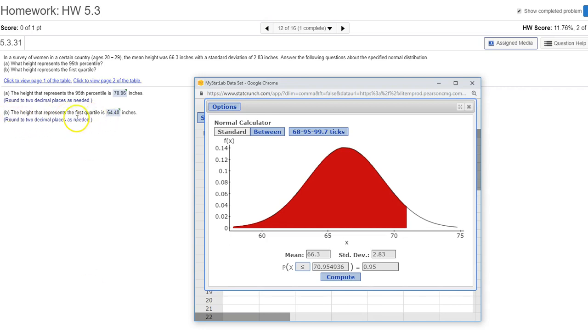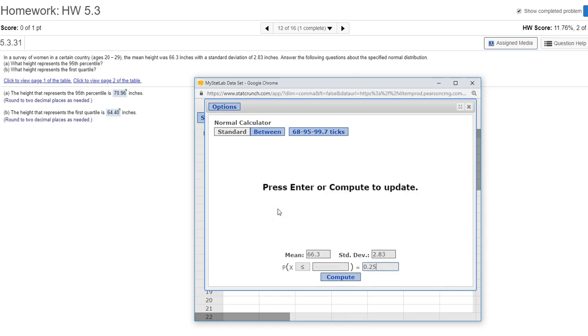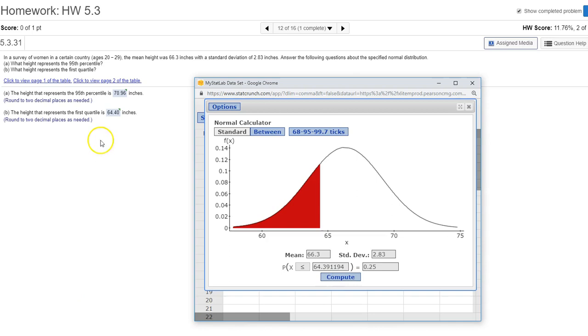The height that represents the first quartile. The first quartile is as simple as 0.25, and then this is what it is. So if the height that represents the first quartile is 64.391, rounding off to two decimal places, 64.40, then you represent the 25th percentile, the first quarter. Okay? All right, so make sure your mean matches, your standard deviation matches, and your inequality matches as well. You got two pink, isn't it?